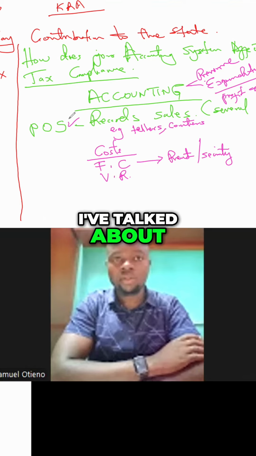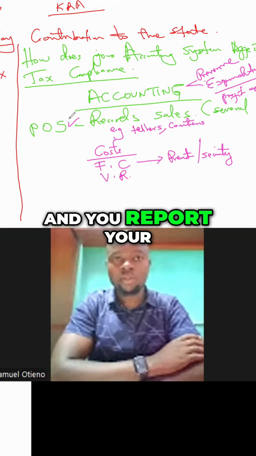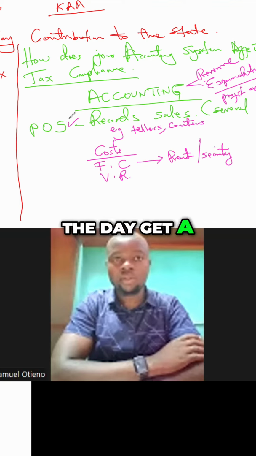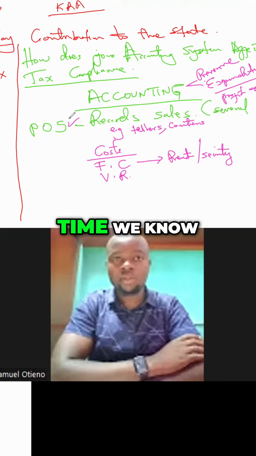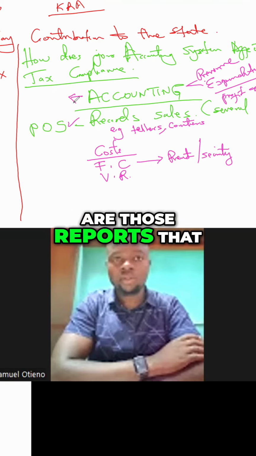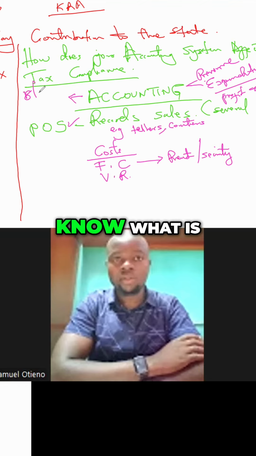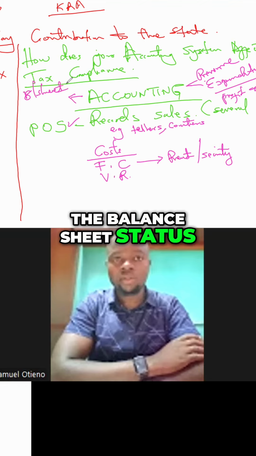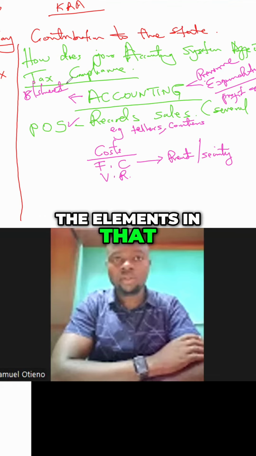I've talked about your focus as a business person or as an accountant is to make sure you report your revenues well and you report your expenditure, and at the end of the day, get a report on whether you've made a profit or a loss. At the same time, we know that there are those elements in an accounting system, there are those reports that you must also look at. You need to know what is the balance sheet status. What are the net book values of the elements in your balance sheet?